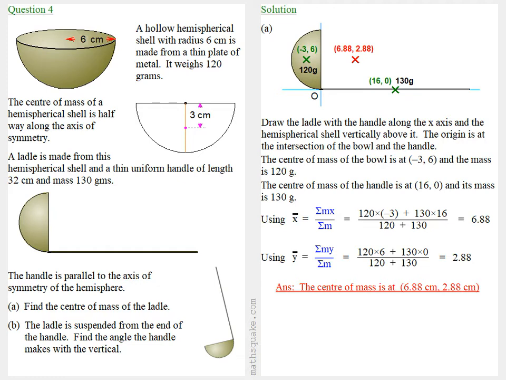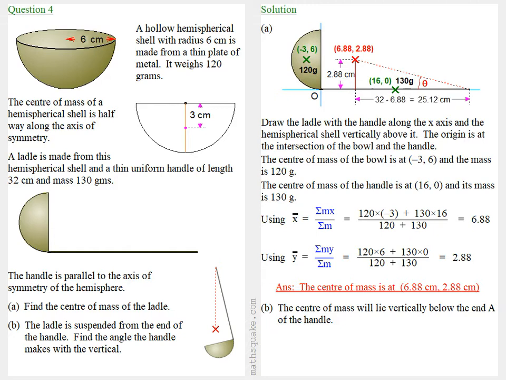Then in part B we're told the ladle is suspended from the end of the handle. Find the angle the handle makes with the vertical. Well, the centre of mass will lie vertically below the end A of the handle, which we can see in the diagram, and we can draw this in the diagram above. The angle we want to find is the angle theta. Now if we look at the triangle we've just formed, the opposite side is 2.88 centimetres, and the adjacent side is the length of the handle, 32, minus 6.88, which is 25.12 centimetres.